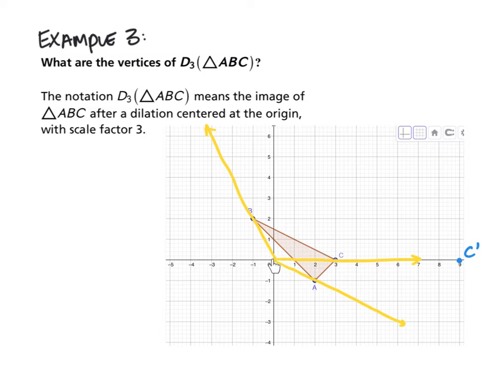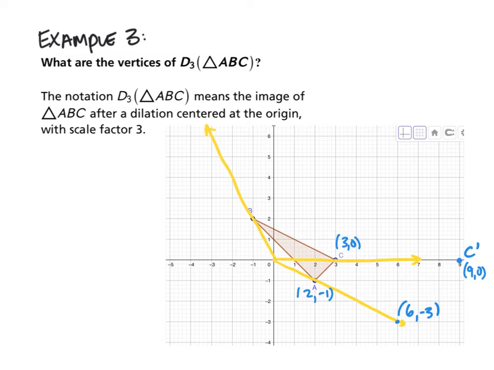So again, instead of moving 2 units to the right and 1 unit down, I'm going to move 6 units to the right and 3 units down, and I'm going to end up right there at that location, 6, negative 3. So that is going to be 6, negative 3. It went from being 2, negative 1 to 6, negative 3. C prime went from being 3, comma 0 to 9, comma 0.